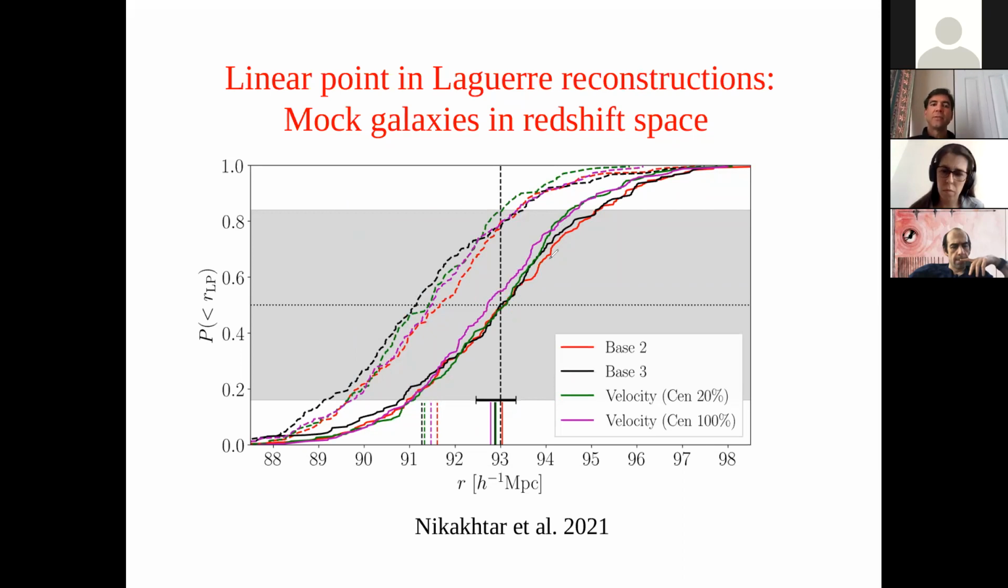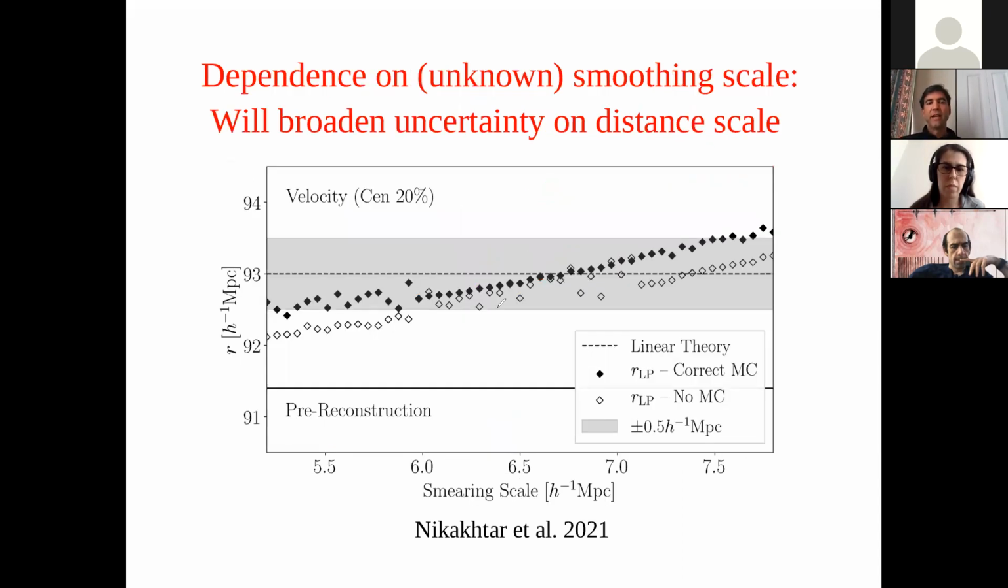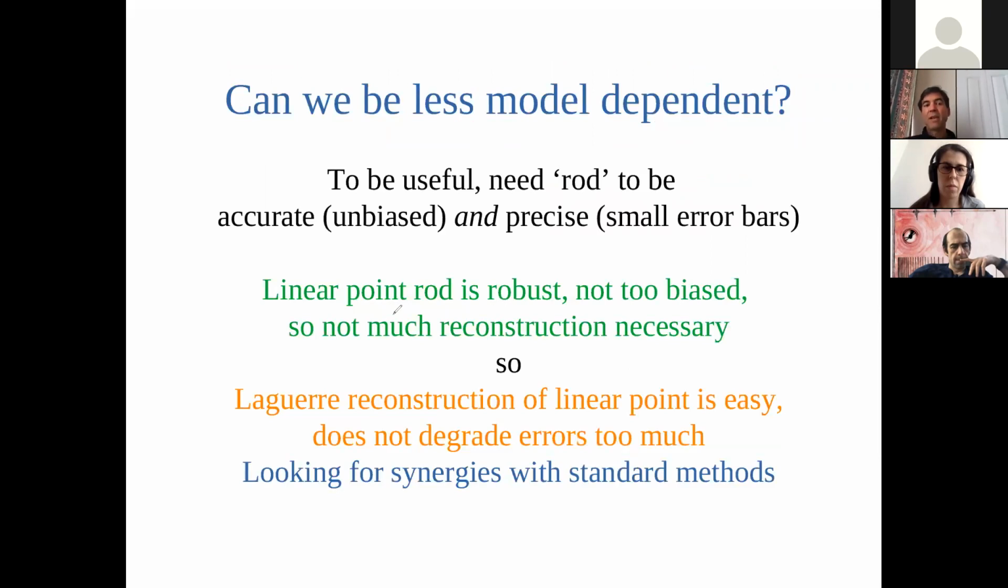And because this method is so straightforward, you're just fitting basically polynomials to the measurements, there's no extra simulation step to be done. I'll just skip this. And because the linear point is robust to different galaxy bias schemes, it seems like a useful extra tool in the bag for using BAO to constrain cosmic acceleration. And so we're currently on the lookout for synergies between this simple Laguerre reconstruction stuff and the standard methodology. I'm sorry I went long, but I'll stop there.